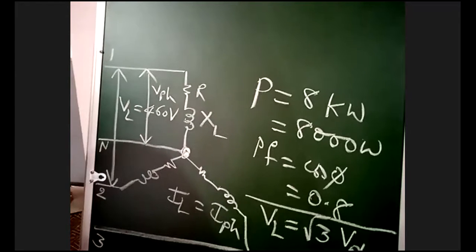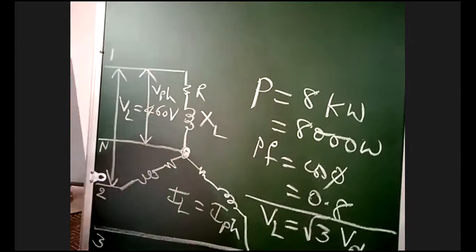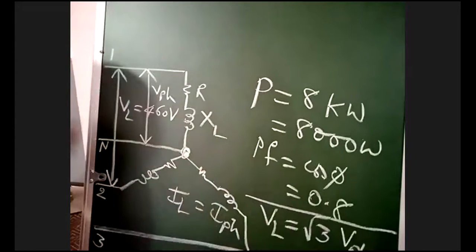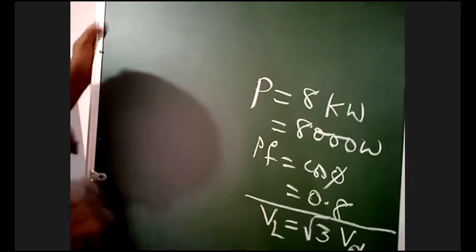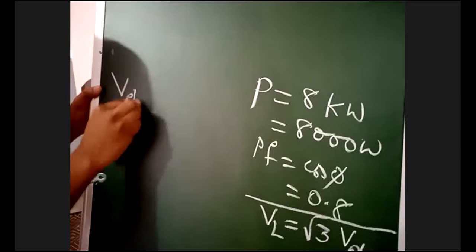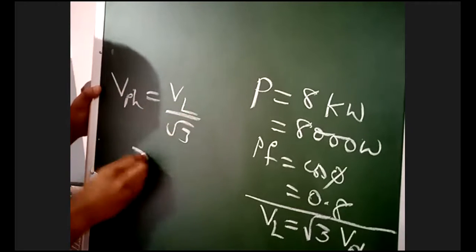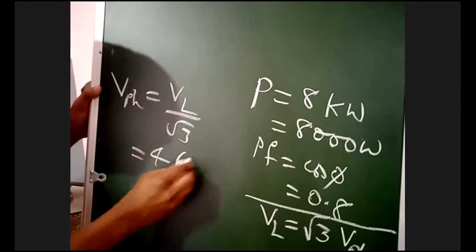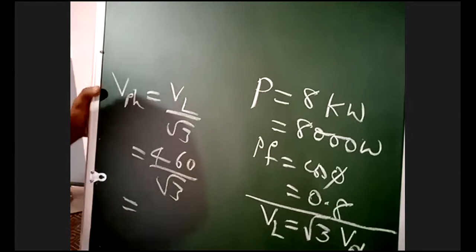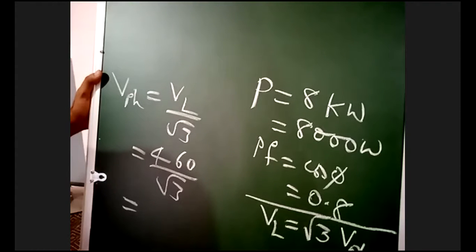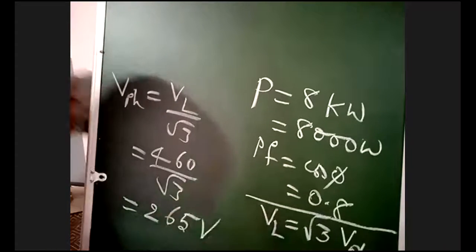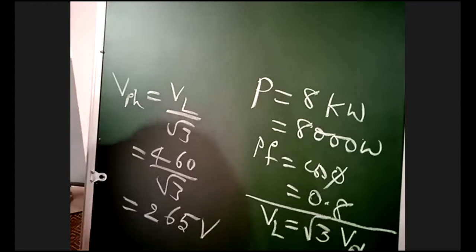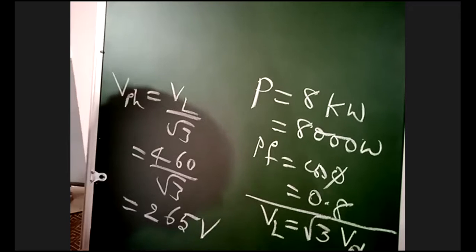Okay. Now can you determine the phase voltage? I am removing this diagram. V phase is equal to VL by root 3. VL is 460 by root 3. What is this value? 265.58. Okay, 265 volts. In your textbook, they are giving approximately 265 volts. Whatever you are getting, you can take that.